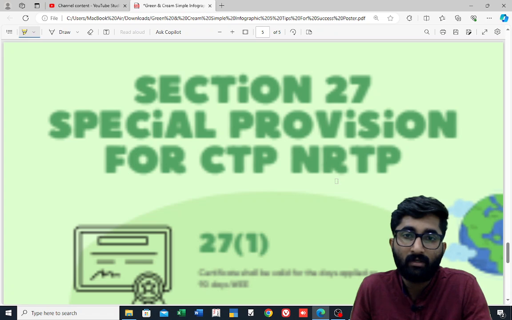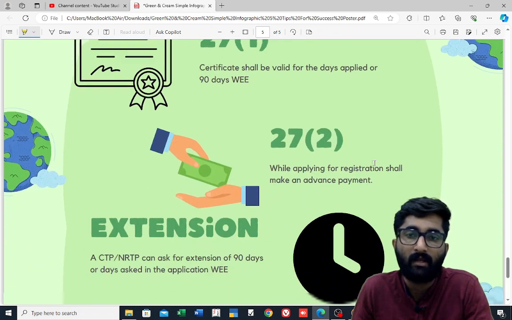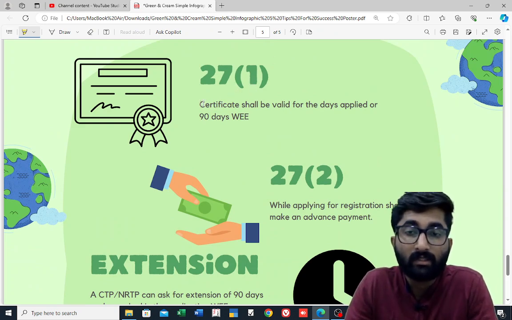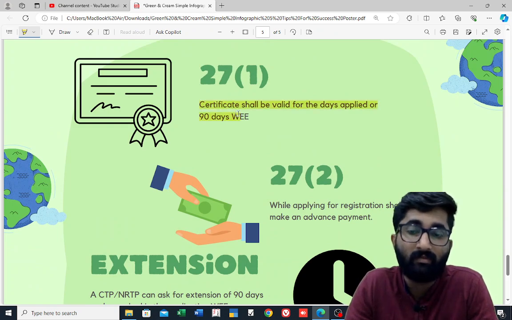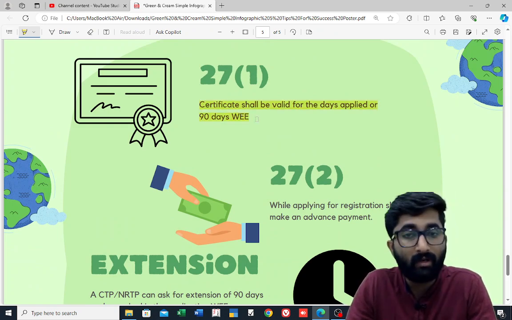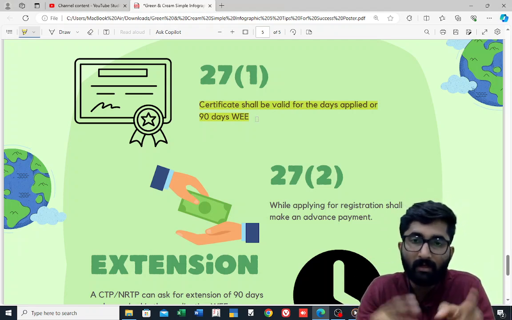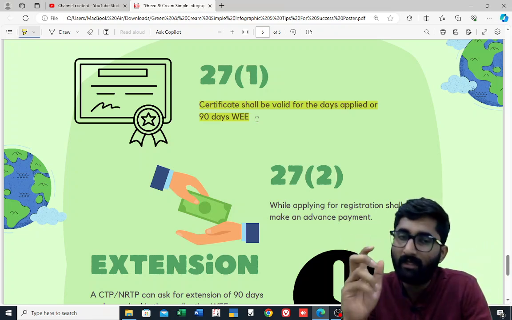Lastly, section number 27. Section number 27 is special provisions for CTP and NRTP. Section 27 subsection 1 says that CTP and NRTP will get a certificate of registration, which will be valid for 90 days or the days applied for by the CTP or NRTP, whichever is earlier. For that, the certificate of registration will be given.